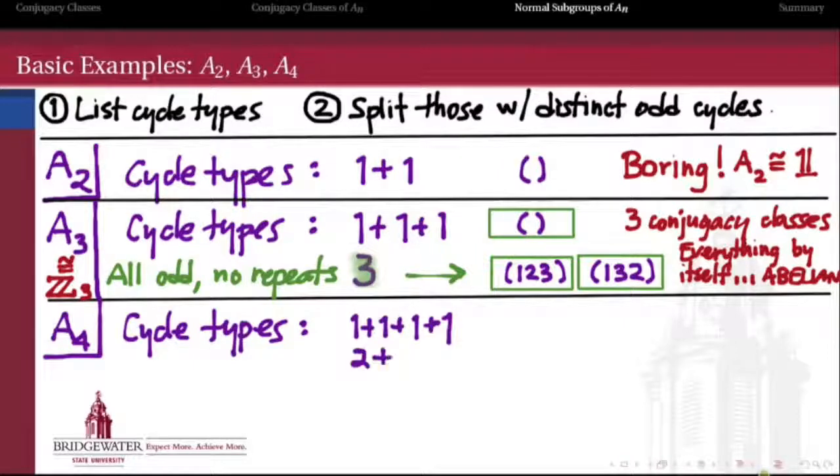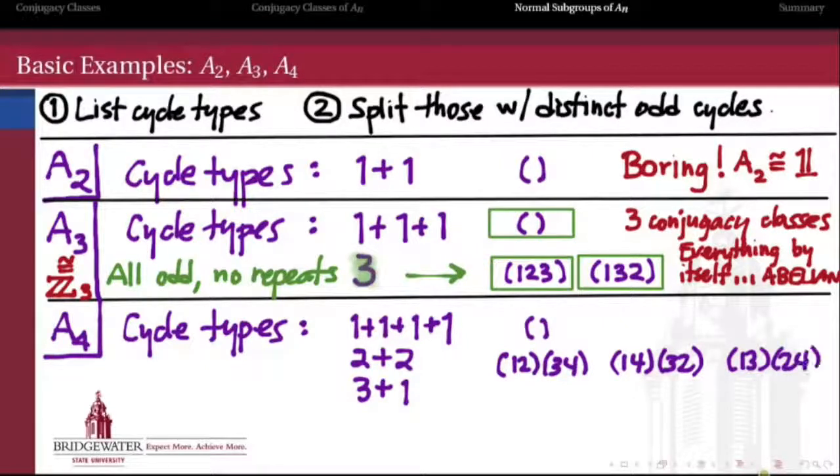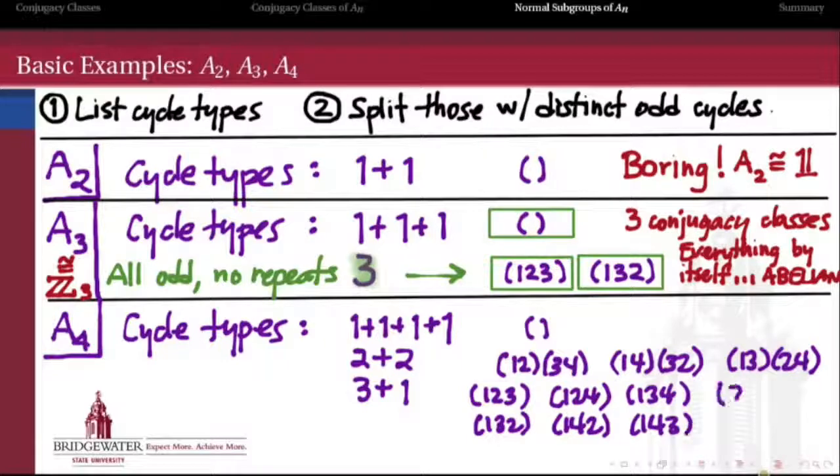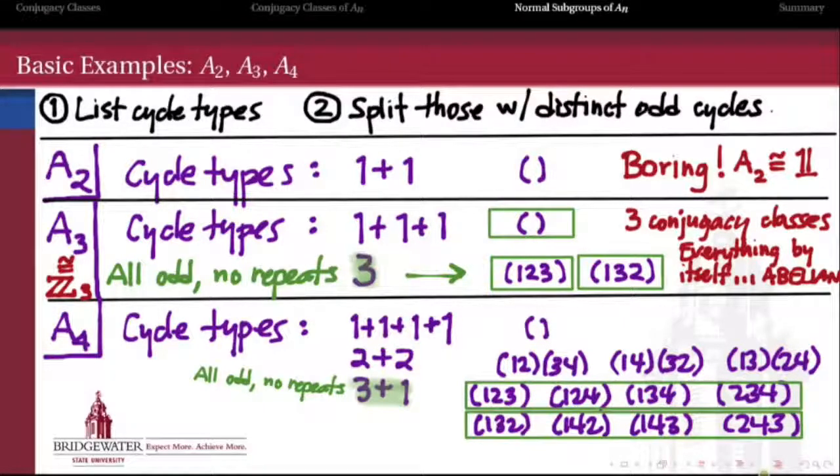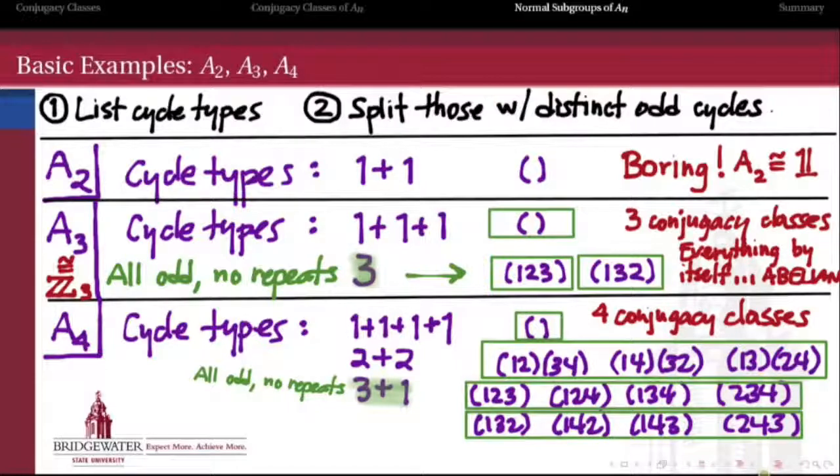The cycle types in A4 are 1 plus 1 plus 1 plus 1, 2 plus 2, and 3 plus 1. And we can list all those elements if we want to. Here they all are. All 12 elements of A4 fall into one of these 3 different cycle types. And of these cycle types, only 3 plus 1 satisfies the splitting criterion, that all the lengths of our cycles are odd and that there are no repeats. Therefore, this cycle length, the 3 plus 1 cycles, as we saw in the previous slide, does split into two conjugacy classes. But the other cycle types don't split. So the 2 plus 2s and the 1 plus 1 plus 1 plus 1s form conjugacy classes of their own. So in A4, there's a total of 4 conjugacy classes.